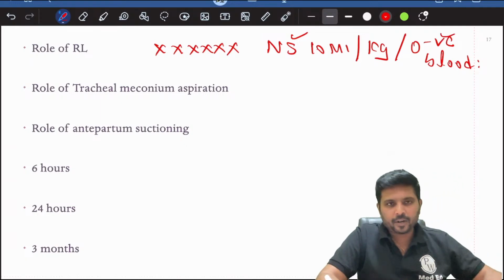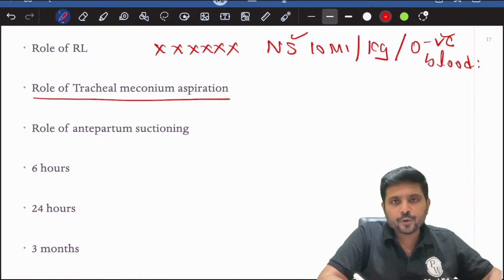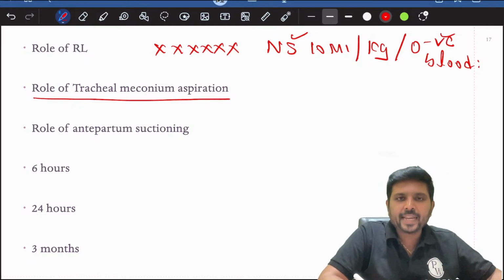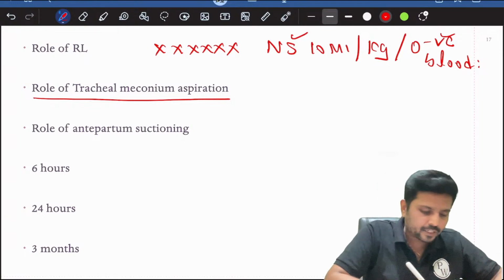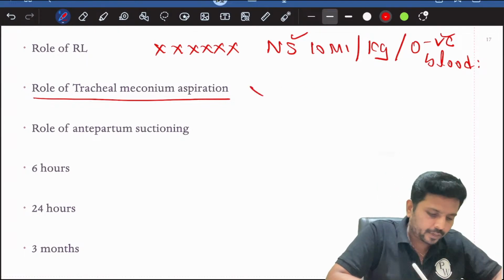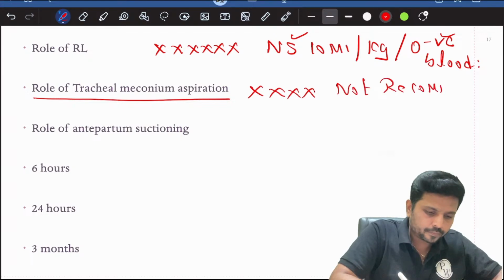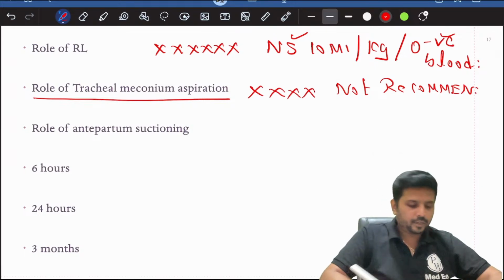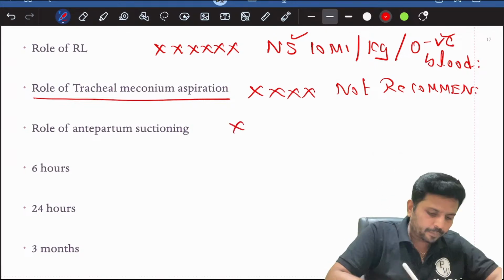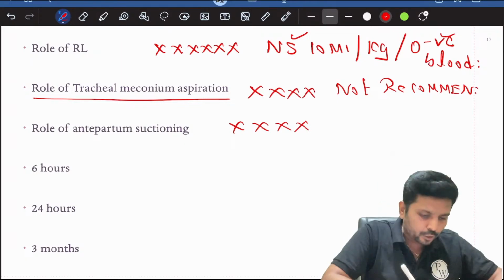Role of tracheal meconium aspiration. Previously, in a meconium aspiration child, you needed to intubate and suction the meconium from the trachea with the help of a suction apparatus. It is not recommended now. Is there any role of antepartum suction, that is, after the delivery of the head but before the delivery of the shoulder? No, it is not recommended.